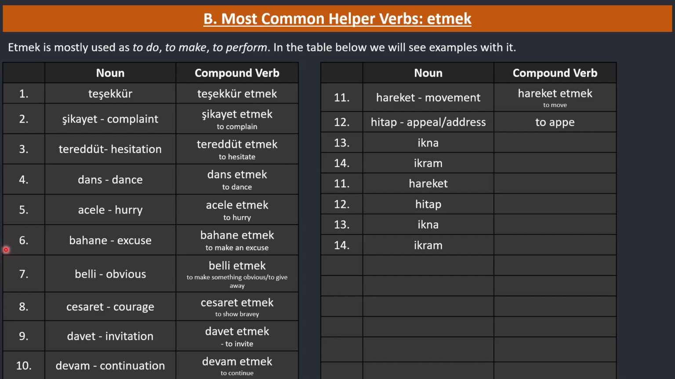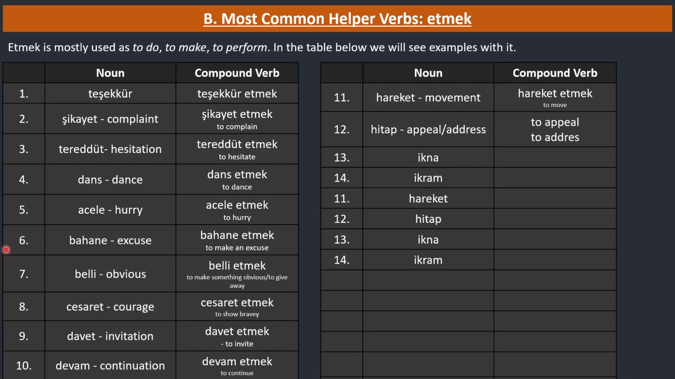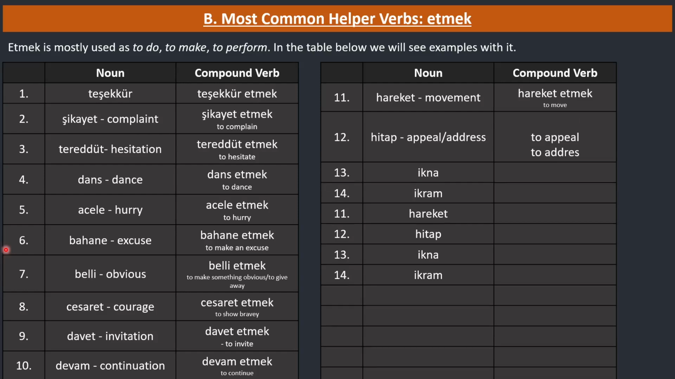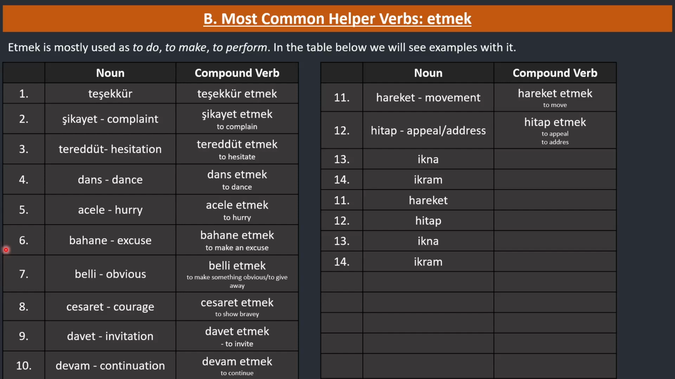Appeal, to address. Yes, with dative. To address someone is to address to someone. Birine hitap etmek. So the speech meaning of this is more like you have an audience and you are addressing them. You are talking to them. Hitap etmek. Yes, nice.